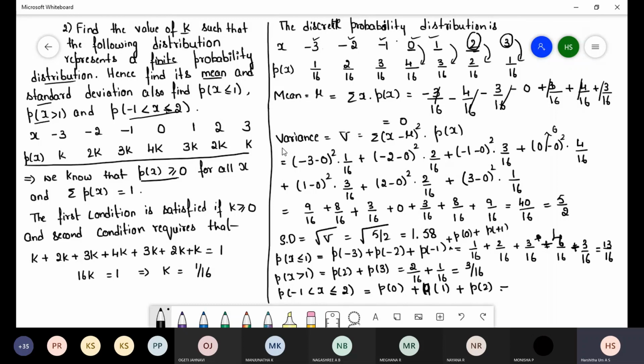So P of 0 value is 4 by 16. P of 1 is 3 by 16. P of 2 is 2 by 16. So here 7 plus 2, 9 by 16. This and all we can leave in the fraction method; only for the variance, standard deviation and mu, if we get, only for the standard deviation because we are applying the root, we have to find out the complete answer.